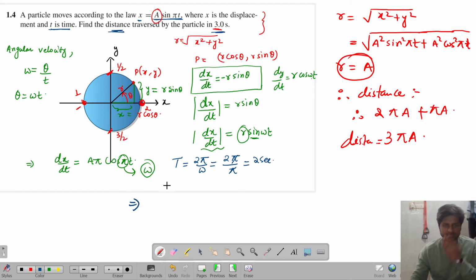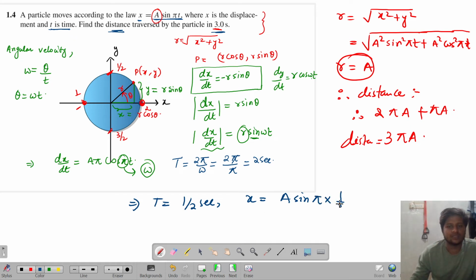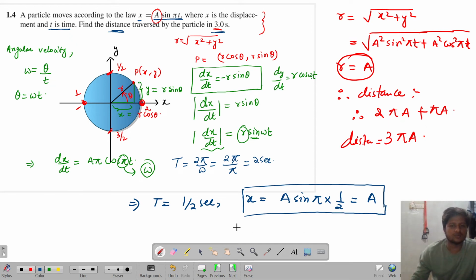Try to see this. Since in total 2 seconds, what is happening? The particle is covering the whole revolution. So if I take t equal to half second, then this x will be given as what? A sine pi into 1 by 2. So that means distance traveled is how much? A over here. So in total half second, distance traveled is a. Therefore, in total 2 seconds, distance traveled will be equal to 4a, yes or no?